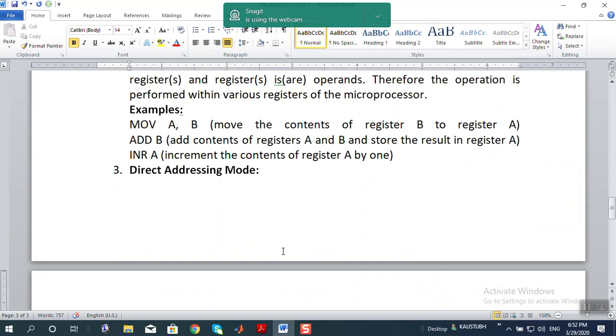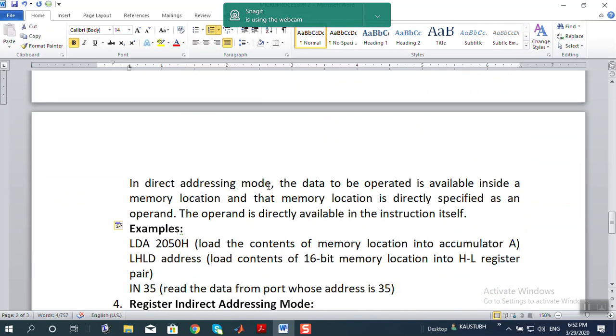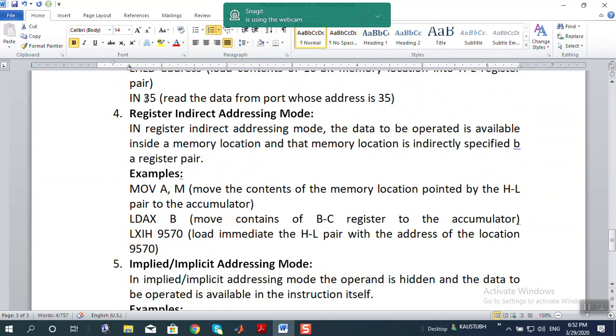Okay. So that is all about the direct addressing mode instruction. Now the fourth addressing mode is the register indirect. That is important. In register indirect addressing mode, we will consider a virtual register named capital M. So whenever we specify capital M, it indicates a memory location, a particular memory location.